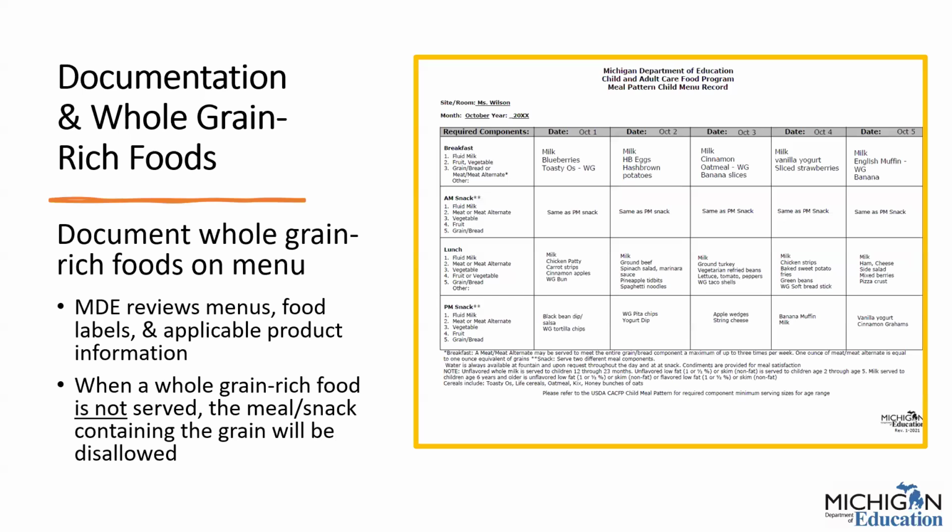Now, when it comes to documenting whole grains, we really want to see them on the menu. As you can see here by the example, WG is listed after some items, indicating that they are whole grain rich items. You're welcome to put whole wheat in front of bread items or whole rich. Any way you want to indicate it is great as long as we can identify those whole grain items easily. So when our analysts come out to conduct a review, you'll see they can easily identify those grains.